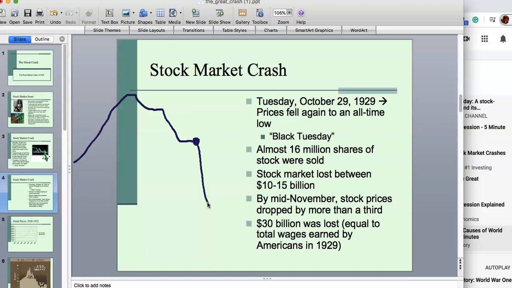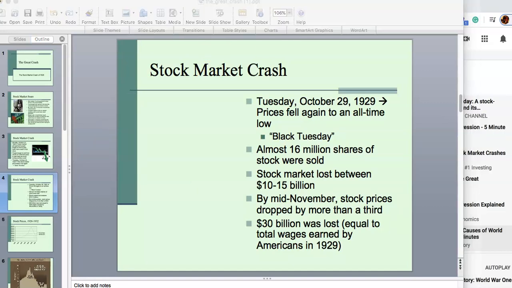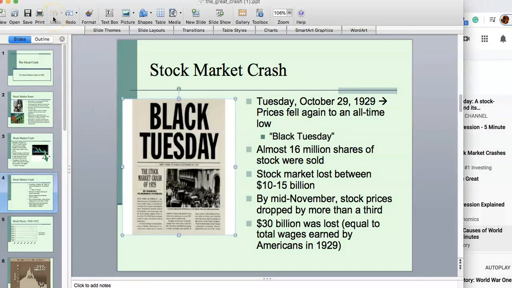If this was a roller coaster, this is going to be the drop right here that people scream on and possibly faint or even pee their pants on. It was such a sharp, sudden bottoming out. On that day alone, over 16 million shares of stock were sold. In one single day, 16 million shares of stock were sold.